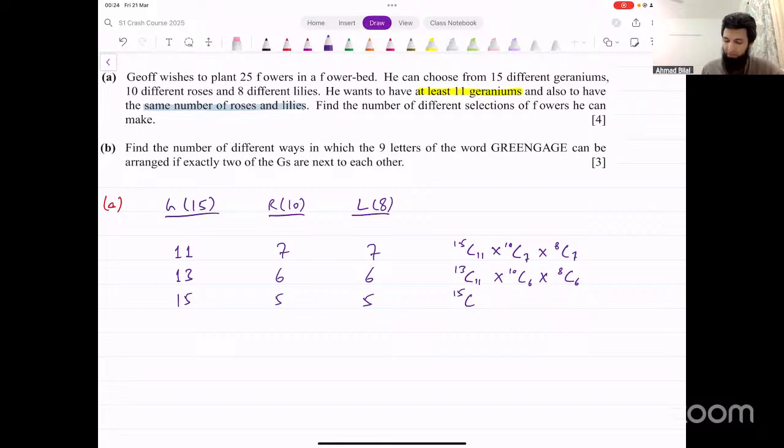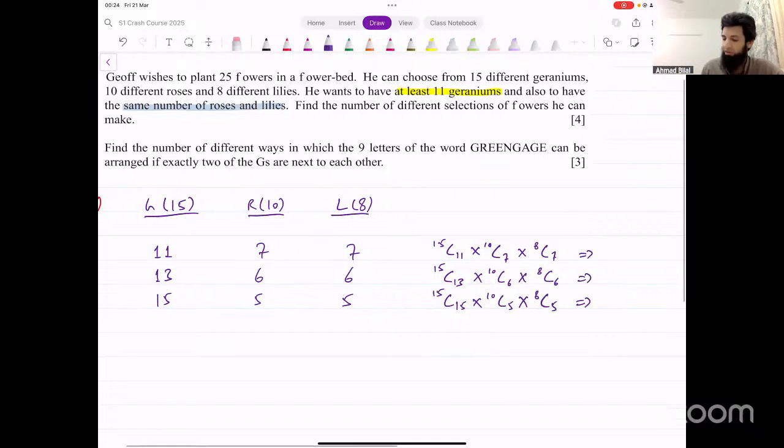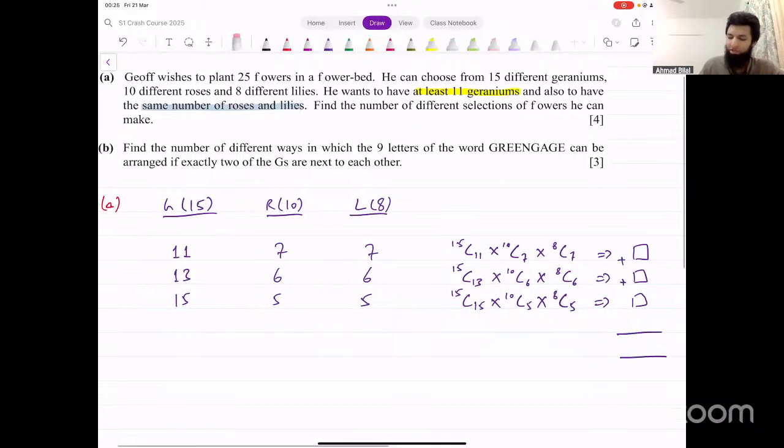Okay, there's something wrong there. This should have been 15C13, and then 15C15 times 10C5 times 8C5. You'll evaluate each of these numbers and then add them up together, and that will give you the total. That's the idea that you use for the first part. That's a fairly standard combination question, and this is how you could do that.